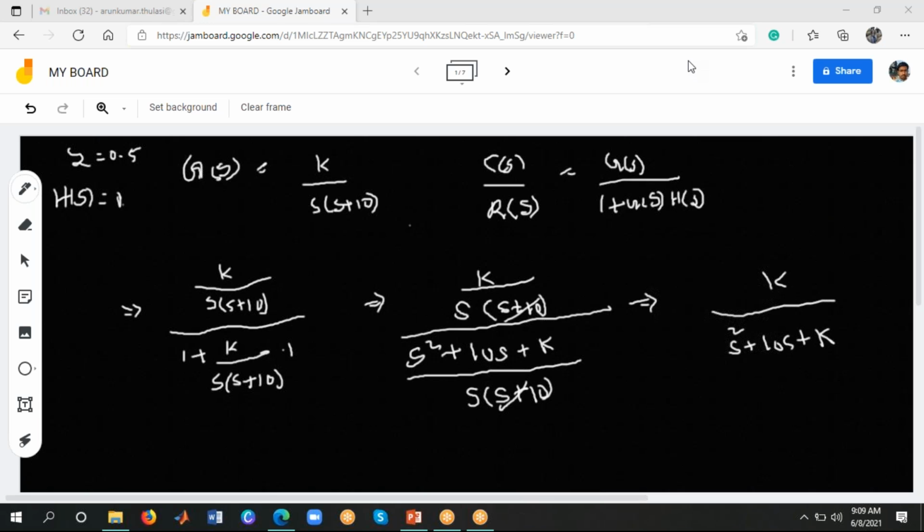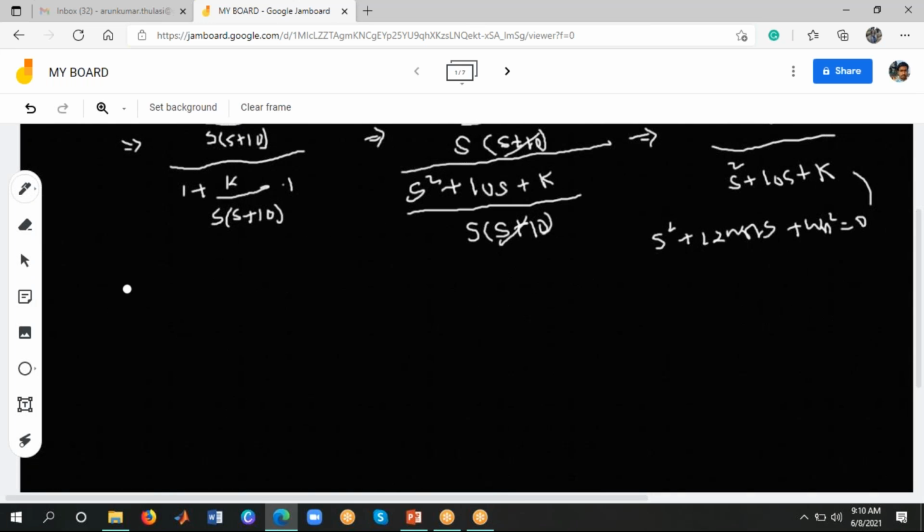Right. So it doesn't require any partial fractions. Now, what we have to find means we are going to compare this equation with the standard form equation s square plus 2 zeta omega n s plus omega n square. So this is the characteristic equation, right? Now, if you compare these two equations, instead of omega n square, we can write k. Okay, now. So if you find the omega n, then we will get the value of k.